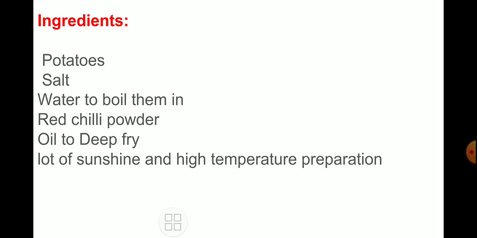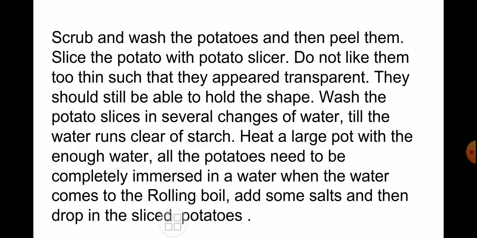So the ingredients: potato, salt, water to boil them in, red chili powder, oil to deep fry, a lot of sunshine, and high temperature for the preparation. That is available in our Maharashtra. In India, biodiversity is there in the environment, so high temperature is there. For sun drying, we do not have to pay any money. So this is the potato chips preparation method.